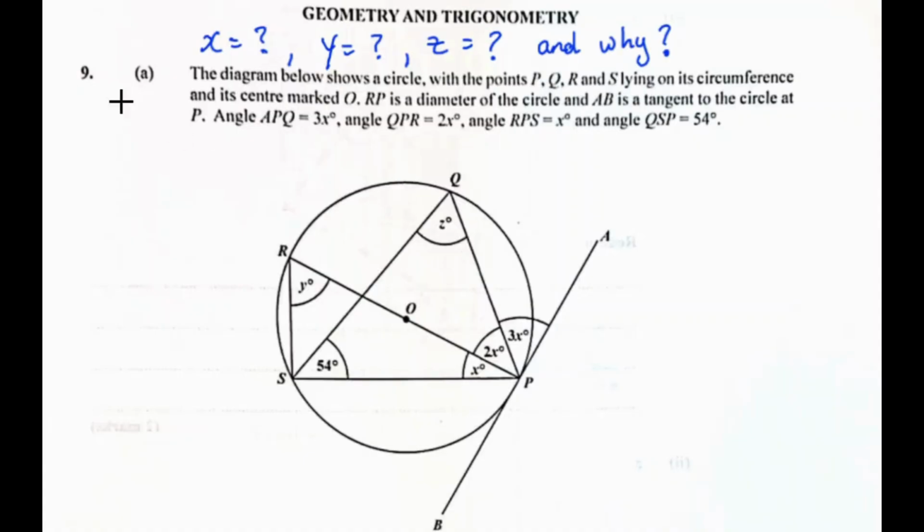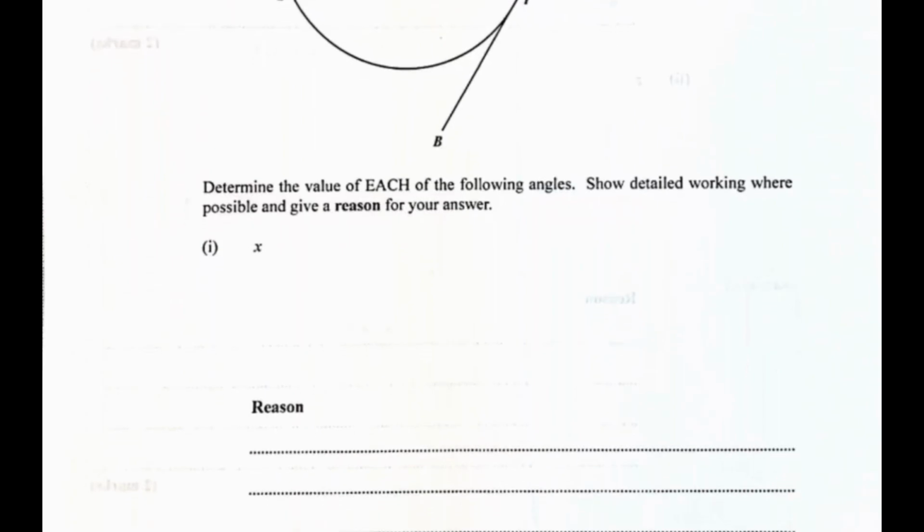Okay, so question 9 deals with geometry and trigonometry. We are given this complicated looking diagram, or seemingly complicated I should say, where we have a circle and several triangles inside it, and we are asked to find three angles, X, Y, and Z. Part A has three parts. Each of those parts requires you to find X, Y, and Z, right? And they're also asking you to give a reason for whatever answer you get.